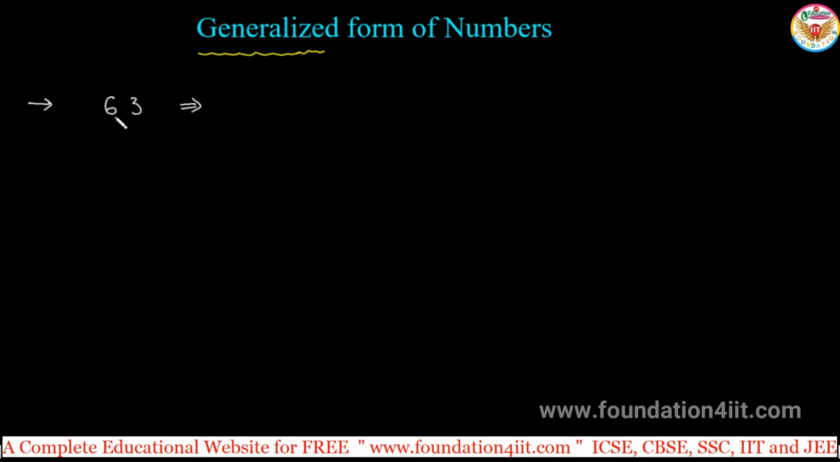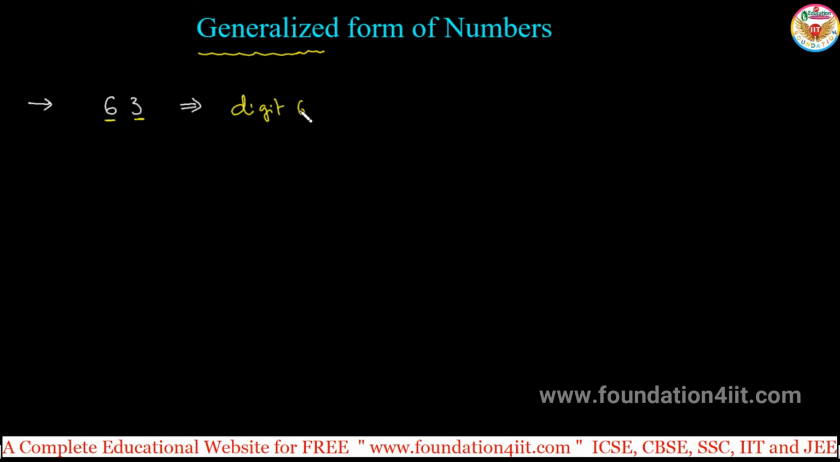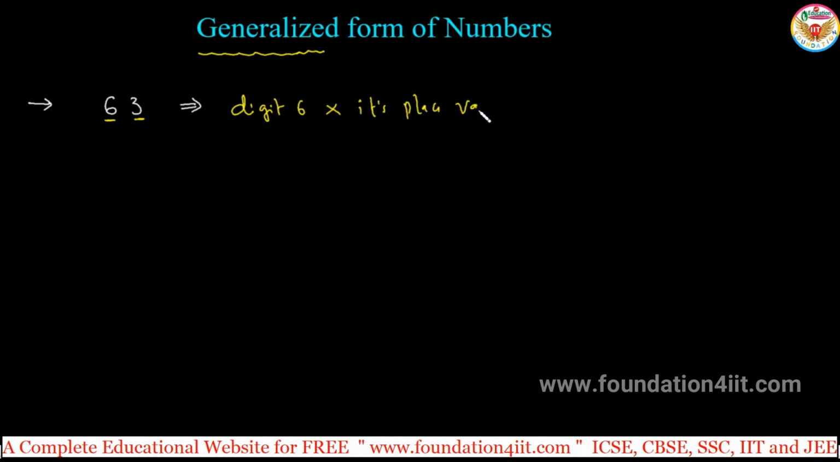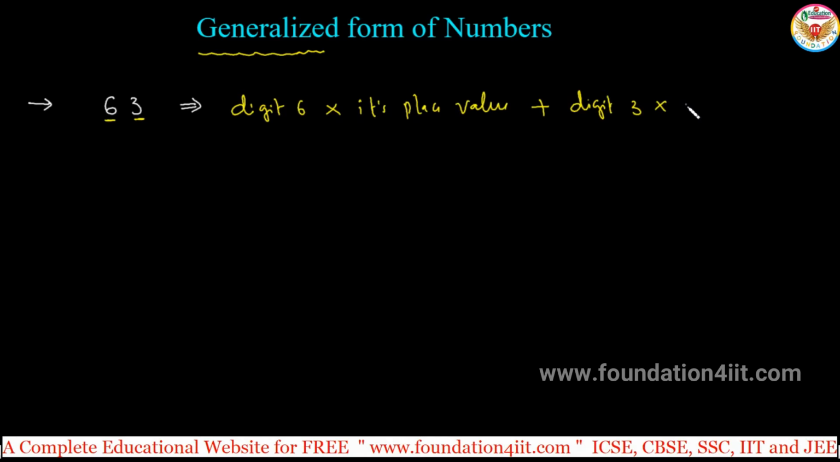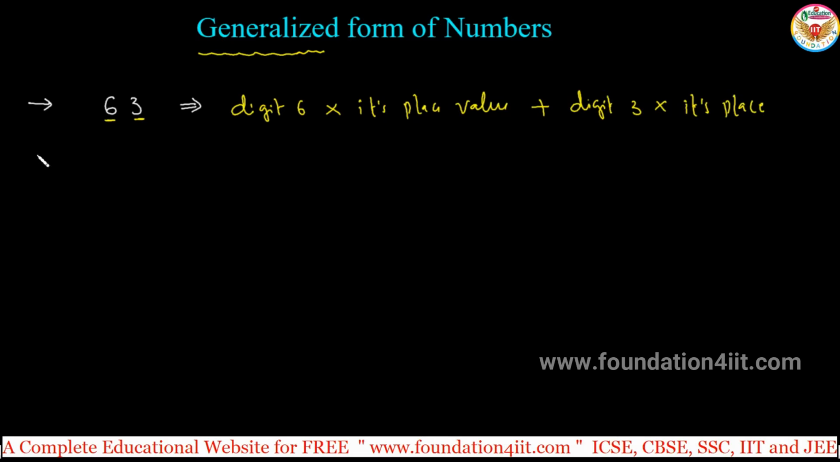63 means 3 is in units place, 6 is in tens place. That means this is exactly equal to digit 6 multiplied with its place value, plus again digit 3 into its place value. This is a generalized form. Already we learned this in previous classes, just I'm revising, recalling again.